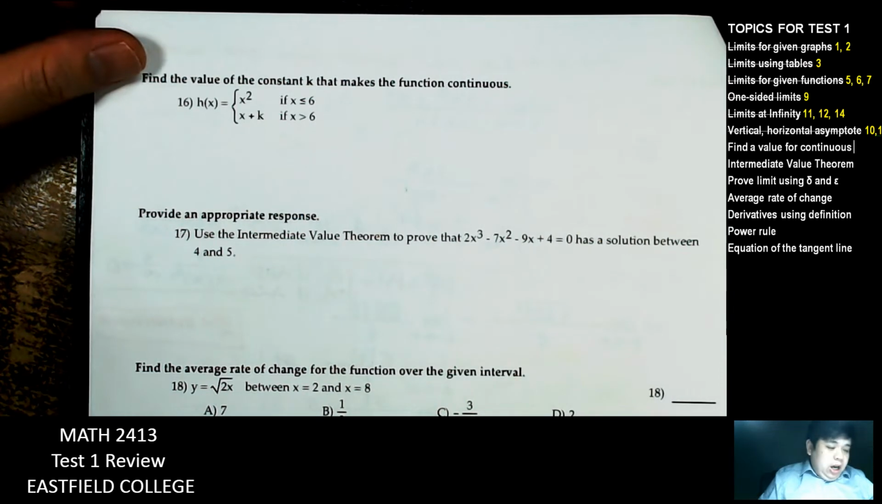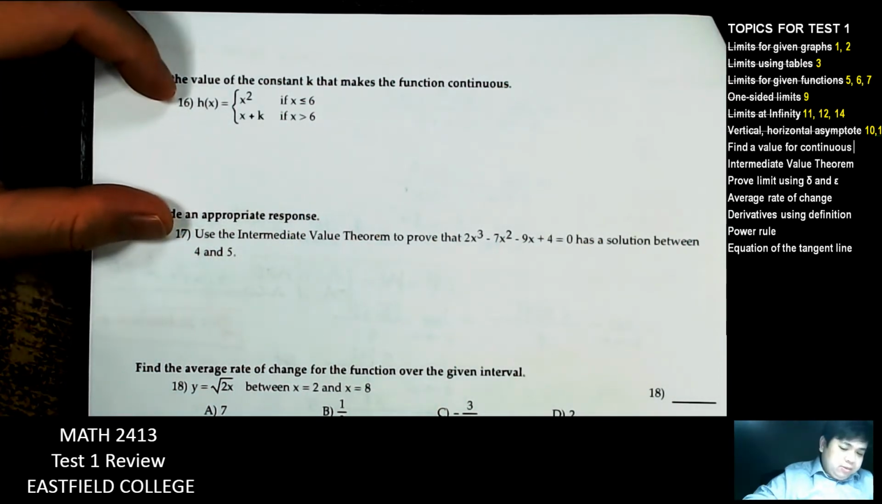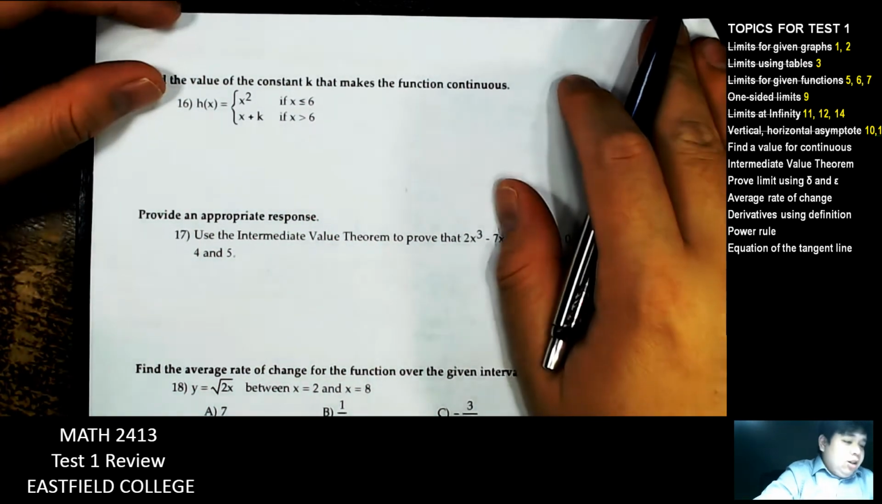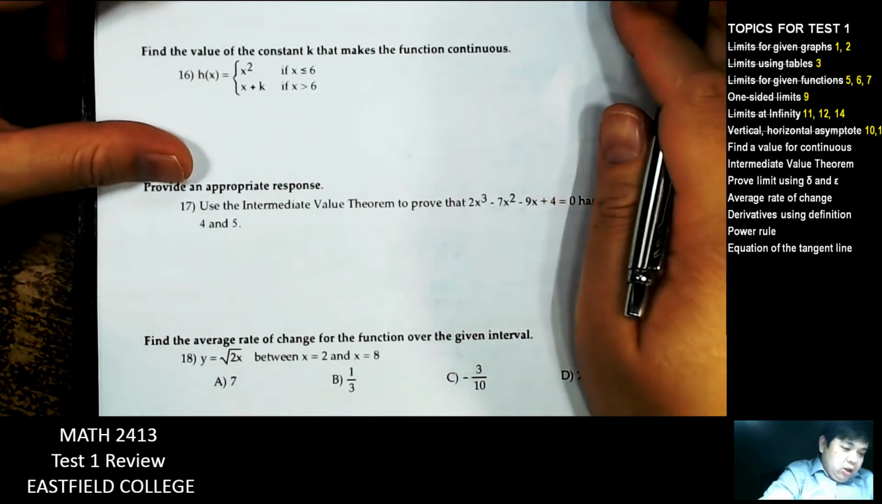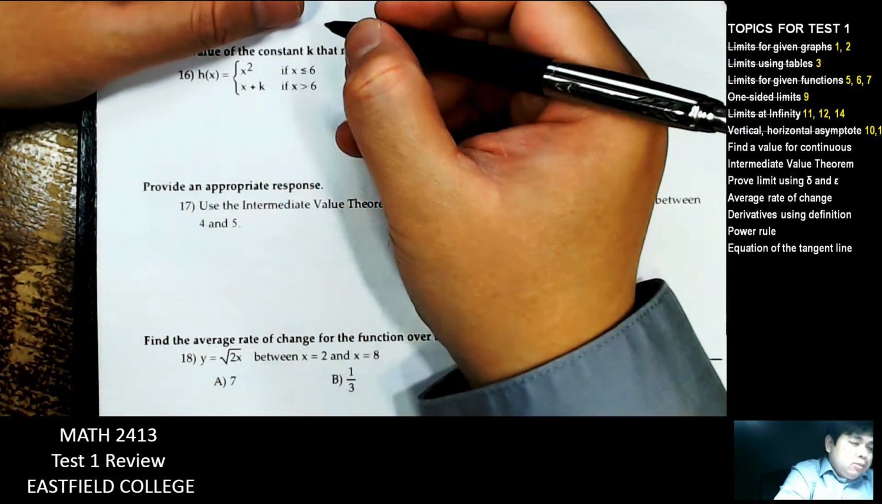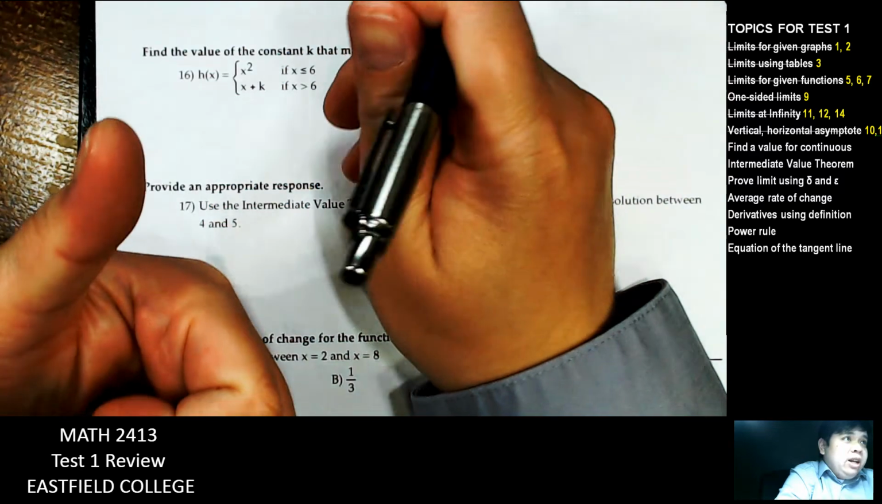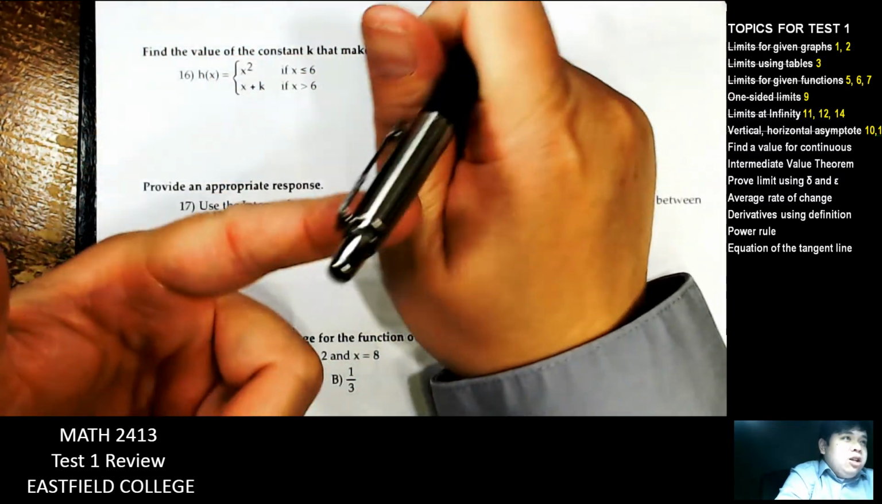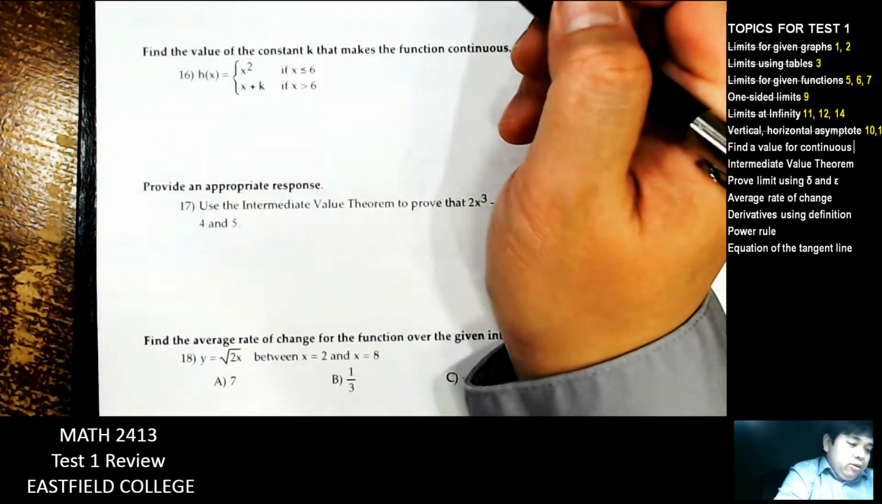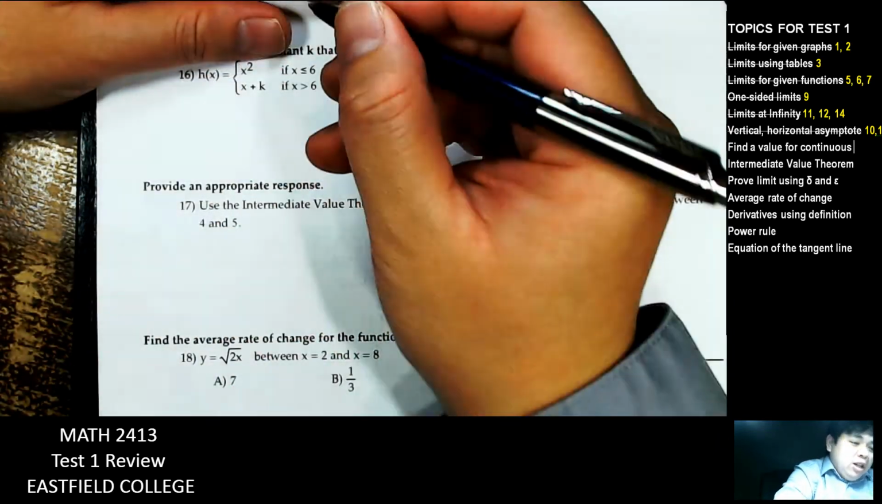Find the values so the function is continuous. There are a lot of factors involving continuity, so let's go over that again. The limit exists, the function is defined, and they're equal. But let's just look at the limit.